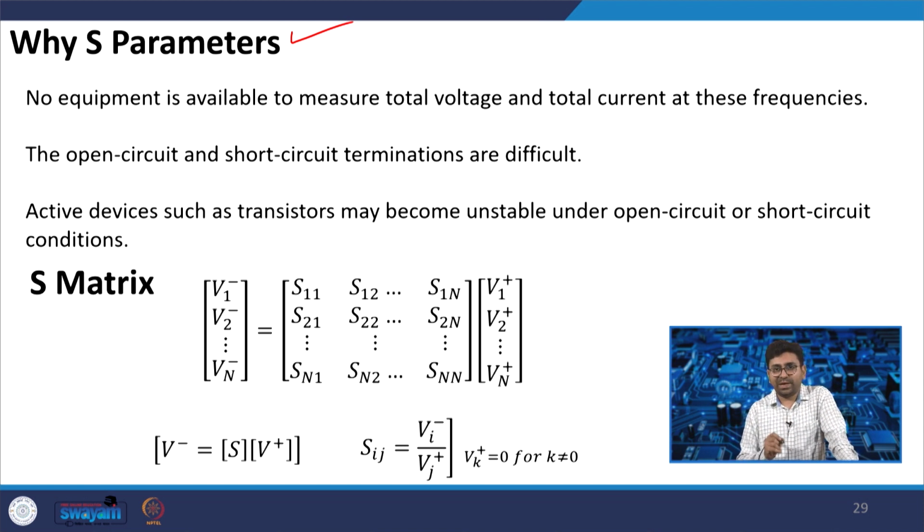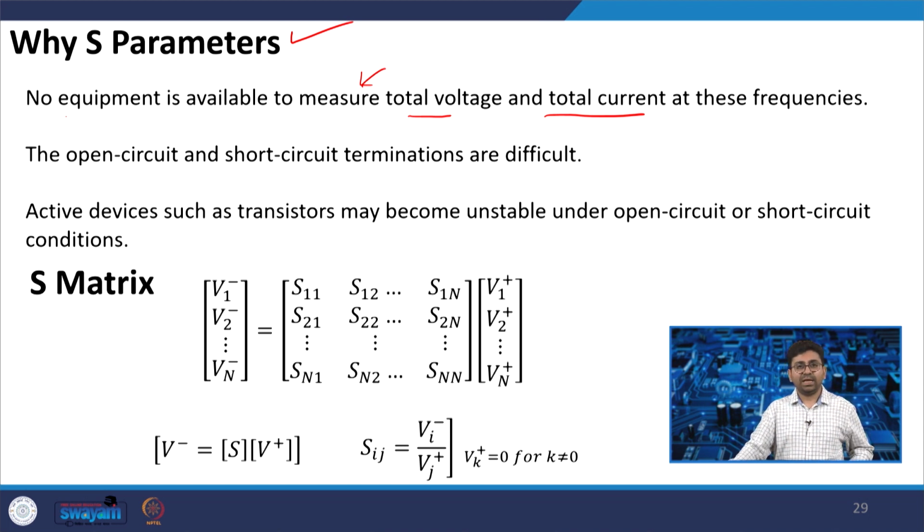In the previous parameters, in order to get Z or Y or ABCD or any other parameter, you required the total voltage and total current. At high frequency, it is very difficult, and there is no equipment available which can measure the total voltage and total current. In the Z parameter and Y parameter, we easily made open circuit and short circuit. It is very difficult to make open circuit and short circuit at very high frequency, it will start radiating.